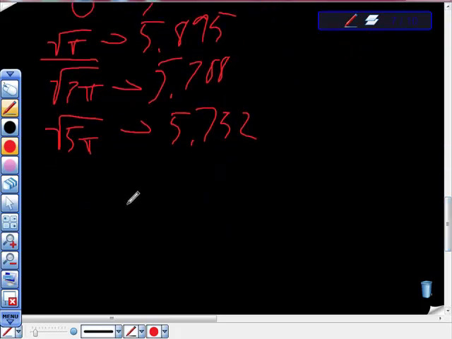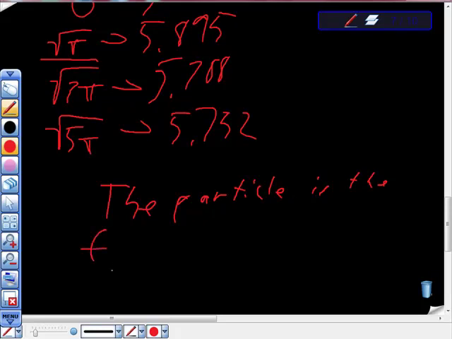So we're going to put the message to our reader that the particle is furthest right when time equals the square root of pi. And we can tell that because it is the largest value.